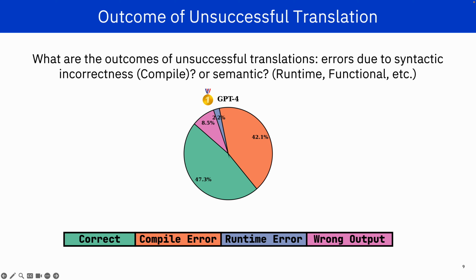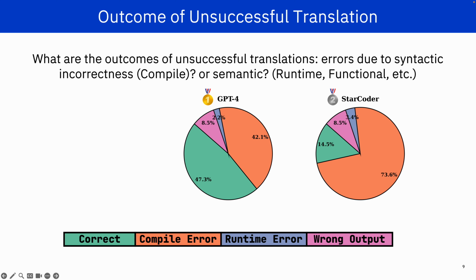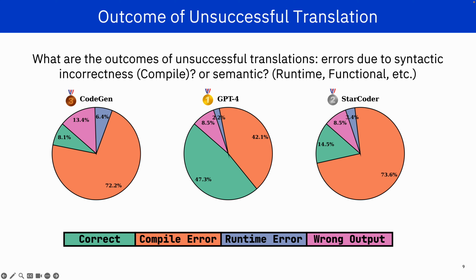Most of the time, as you can see, we're facing compilation errors, which have to do with syntax problems in the generated translations. This problem is more severe in open source models. As you can see, like 3/4 of StarCoder and also CodeGen results are facing compilation errors.